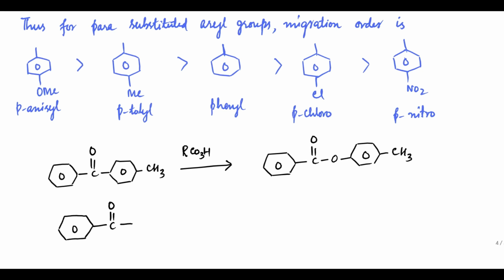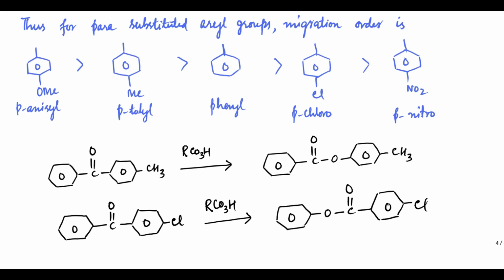Similarly, in case of this ketone, the phenyl group migrates in preference to para-chlorophenyl group. In short, the product can be written directly by inserting oxygen between carbonyl carbon and the group that has higher migratory aptitude.